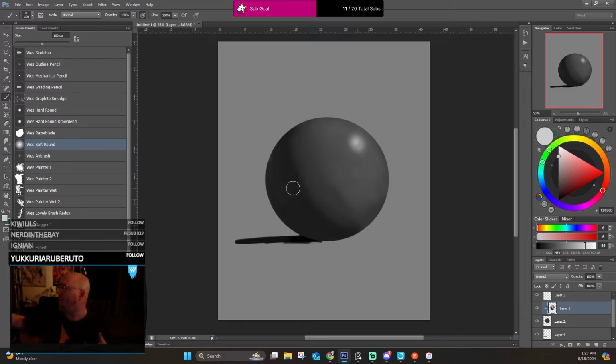Right? So it can't be as light as the light source. It also cannot be as light as the things around it. So it can't be as light as this, because this is acting as the light source. It's getting reflected light. So you're not talking about this light. You're talking about this light. So automatically, if we make the value jump from this right here to this, what is that? Probably two or three jumps on that value scale. Probably three, right?